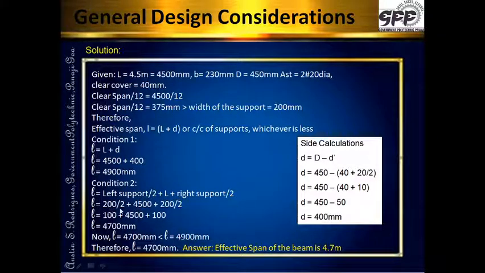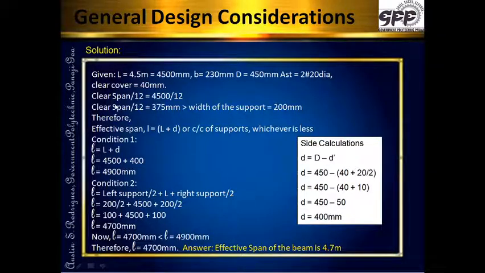So left support is 200 divided by 2 plus 4500 plus 200 divided by 2. So this comes to 4700. Now over here, one condition gives me 4700, the other condition gives me 4900. We find that 4700 is less than 4900, so the effective span is 4700 mm. Effective span of the beam is 4.7 meters. So that's the way we calculate.